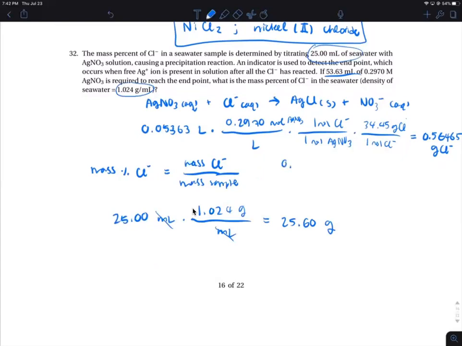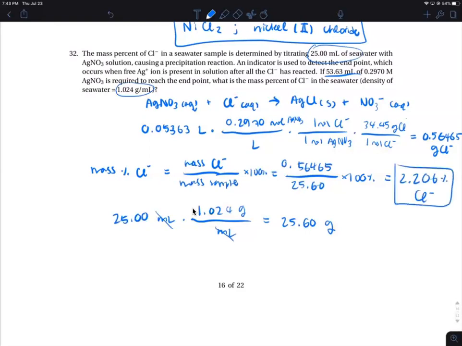Of course, we multiply by 100%. So that gives us 0.56465 divided by 25.60 times 100%. It's going to give us 2.206% Cl minus to 4 sig figs.